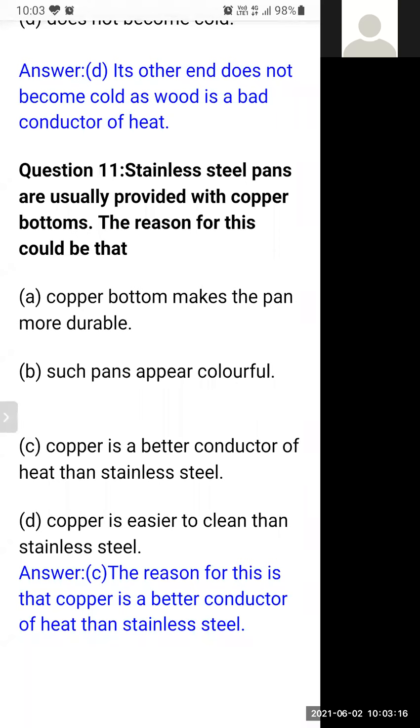Students, as we know, all metals are good conductors, but there is a difference between metals also, which one is good and which one is the best conductor. Not all metals conduct heat in equal amounts. Some metals transfer heat in less amount, and some metals transfer heat in a much bigger amount.